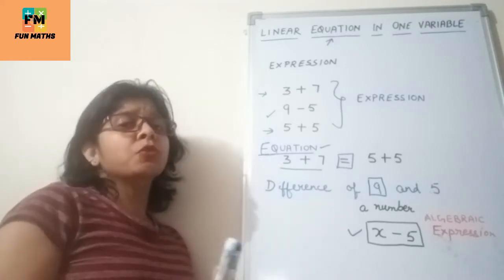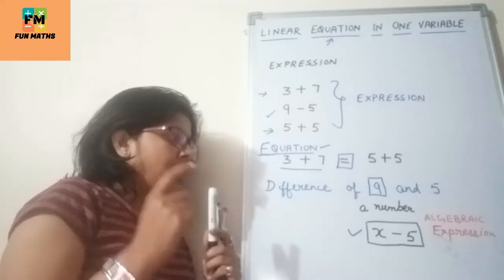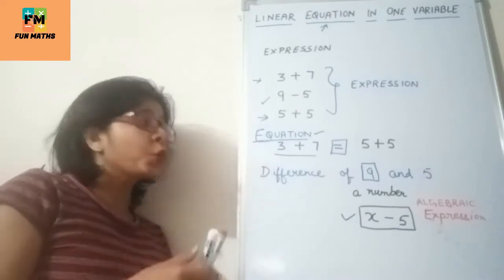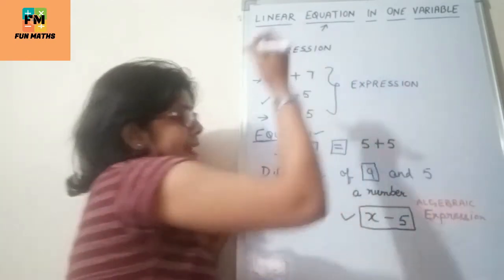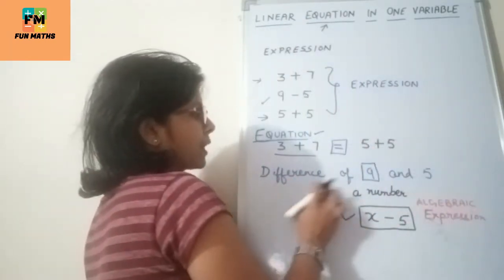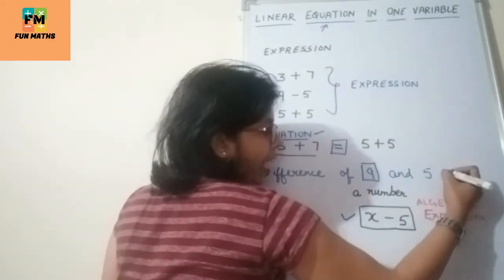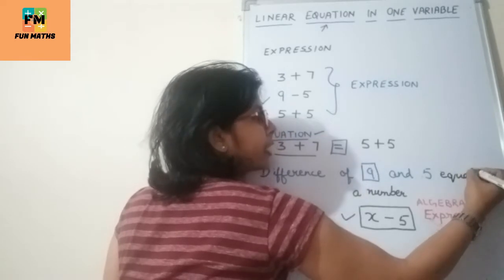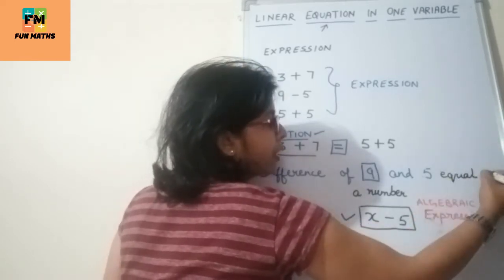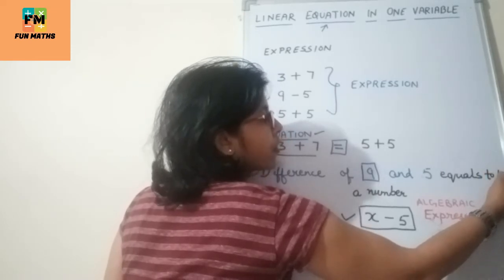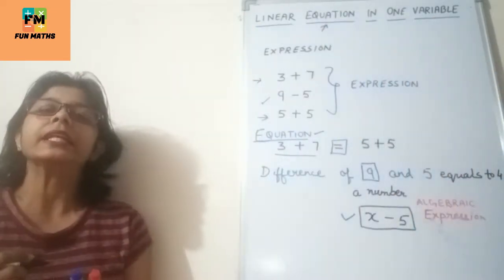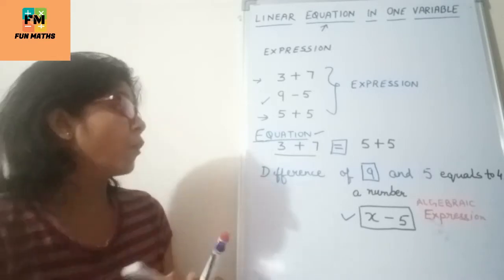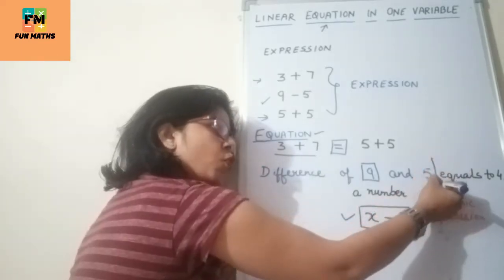Now let's come to the next part, equation. See, now let's have a twist in this expression. Okay, now I wrote the statement difference of 9 and 5. I am adding a few words over here. Difference of 9 and 5 equals to 4. A few words I have added in this statement, right? Now let's break this in two parts.